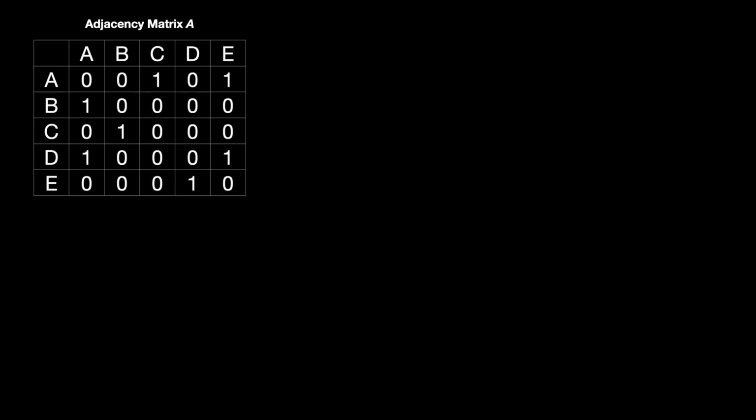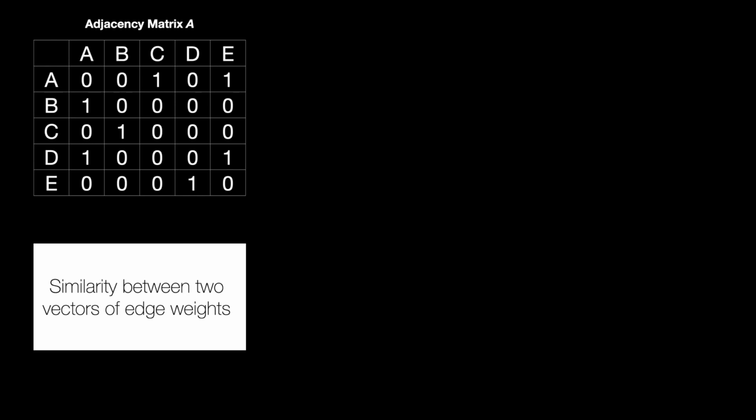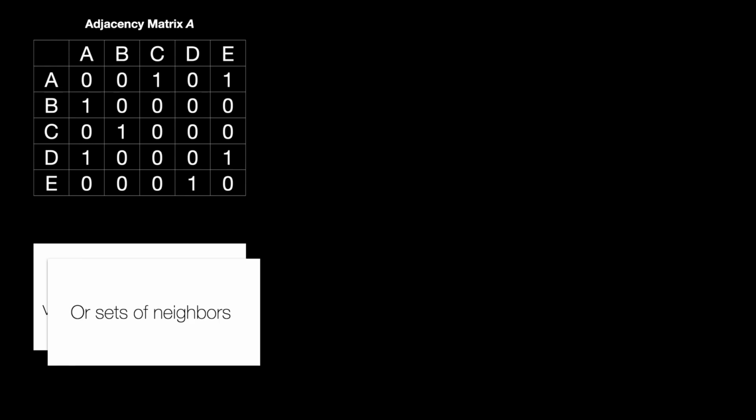So if we go to the adjacency matrix method or representation, then similarity might be, or the way we might measure this is, how similar are two vectors of edge weights. So if we have this binary adjacency matrix, or an adjacency matrix that has edge weights between these nodes, we might ask, what sets of nodes have relatively similar sets of edge weights. Or we can look at this as a set question and say which nodes have the same sets of neighbors.